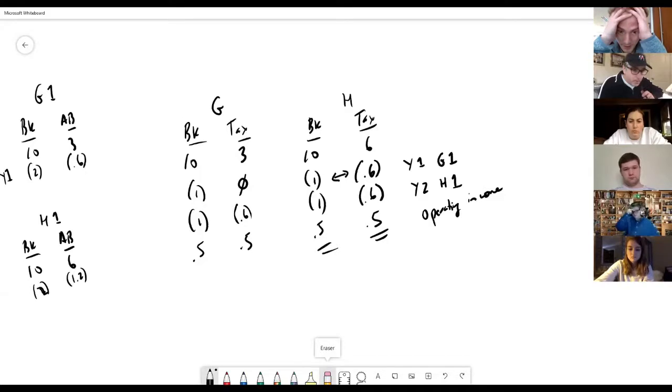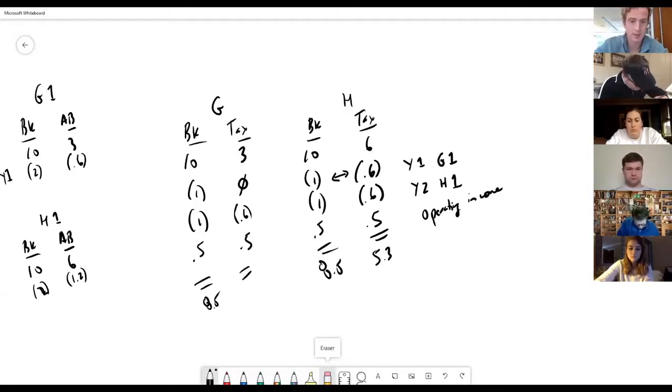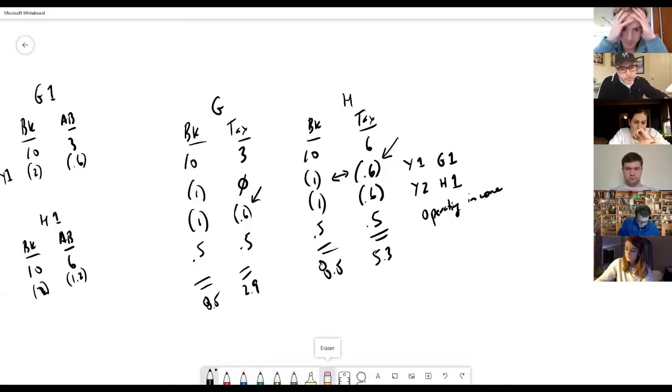is 8.5, 5.3. So any questions on that? So again, since we shortchanged H 400 tax depreciation here, we effectively shortchanged G 400 depreciation there and give it to H.